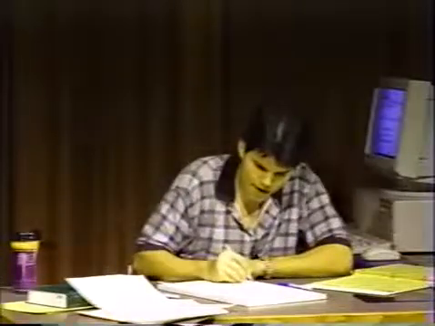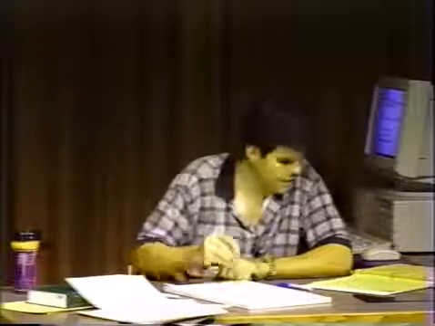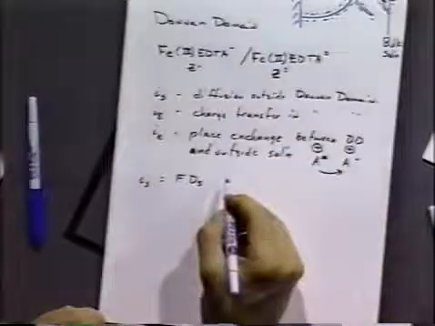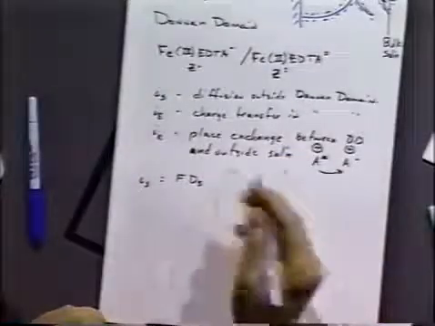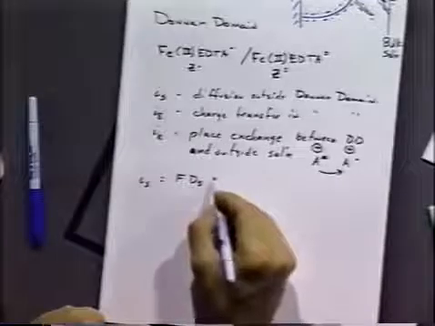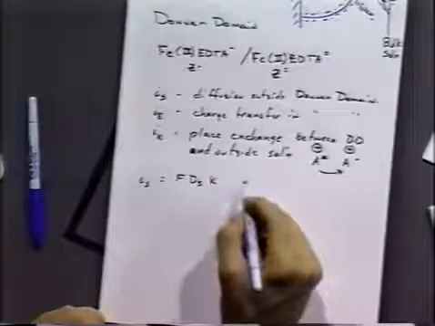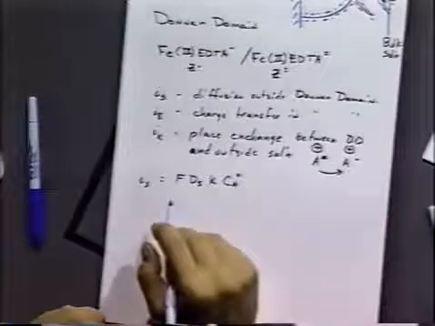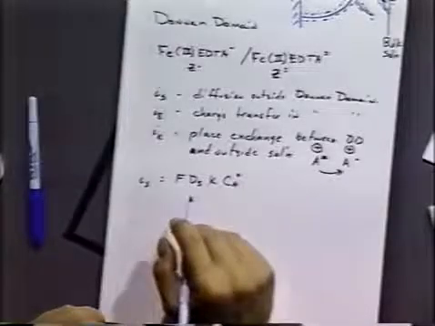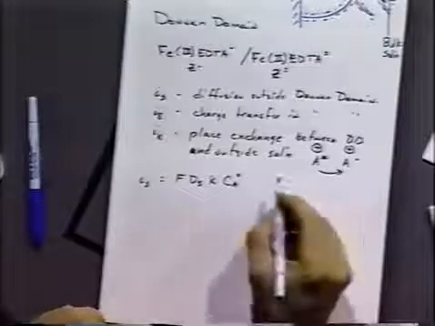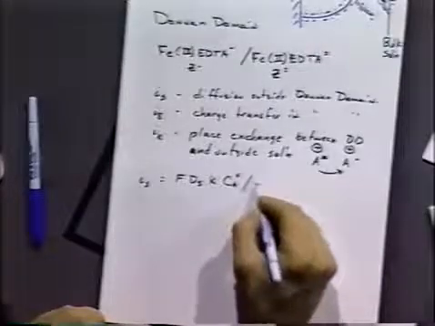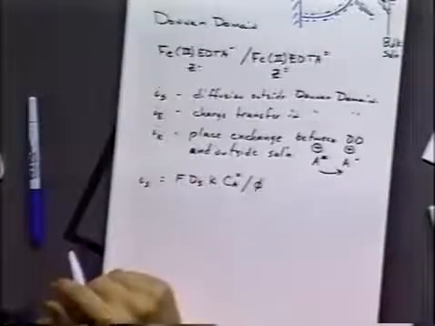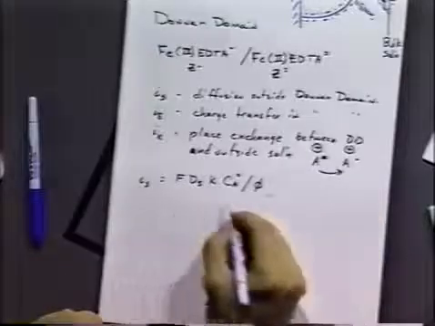So we can write relationships for those different currents. We can say that I sub s was the Faraday, the diffusion coefficient in the solution, a K term, which is a partition coefficient, concentration of species A in the bulk, and divide through by phi, which is the film thickness.